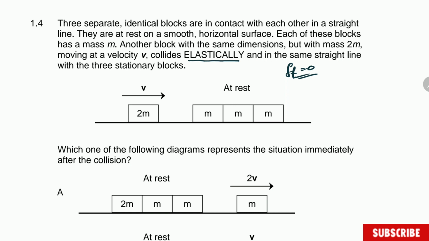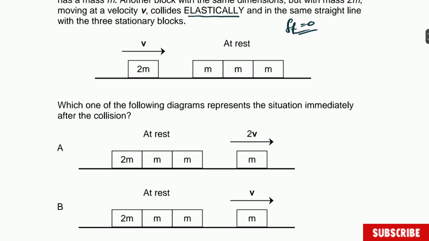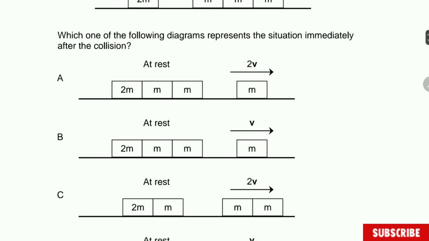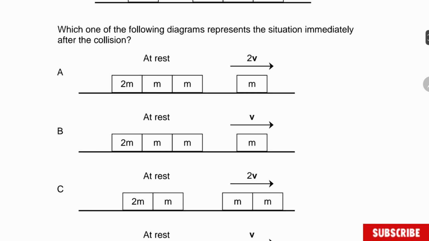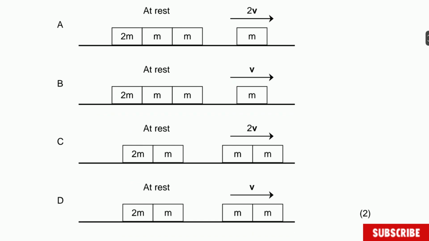It means kinetic energy is conserved as well as momentum, and in the same straight line with the three stationary blocks. As you can see there, what is happening. Which one of the following diagrams represents the situation immediately after the collision? And then we have these different situations here, A, B, and C. You can see all the possible situations there.